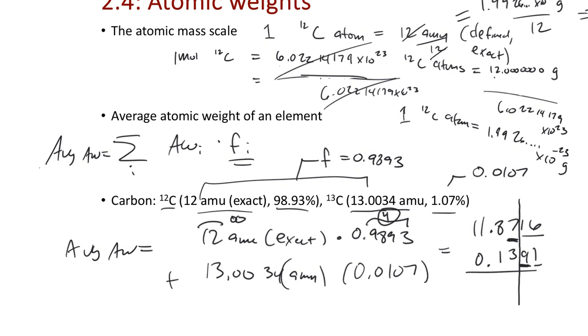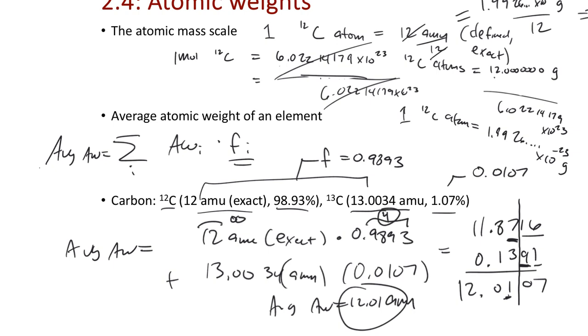So if I do 11.8716 plus the result of this calculation, I'm going to get 12.0107, so I'm going to round to 12.01. So from this work here, we'd say the average atomic weight of carbon is 12.01. Now that's AMU or grams per mole.